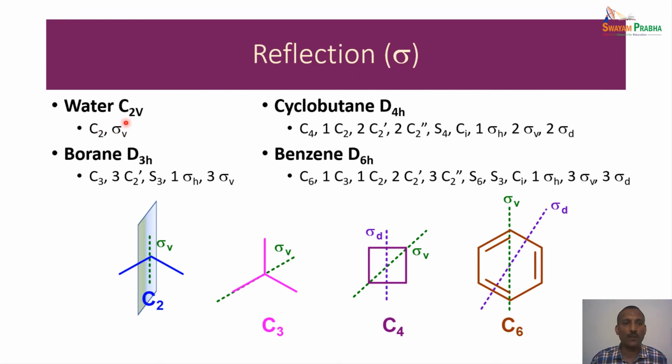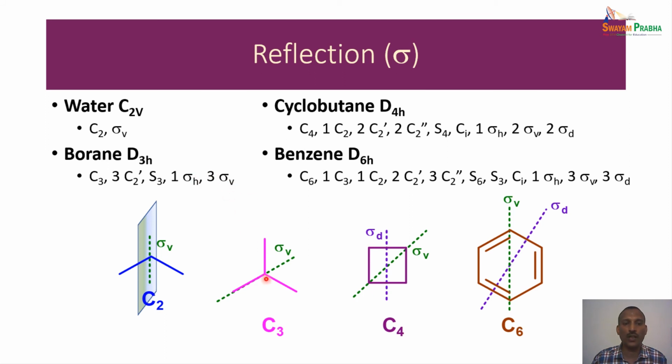As we mentioned, water has C2V point group. That means it has a C2 axis as the principal axis and it has a vertical plane. And borane belongs to the D3H point group. So it has a C3 axis as the principal axis and three C2 prime axes which are perpendicular to the principal axis. And it has an improper rotation, that is S3. We will see this later. And there is one sigma H and three sigma V planes.